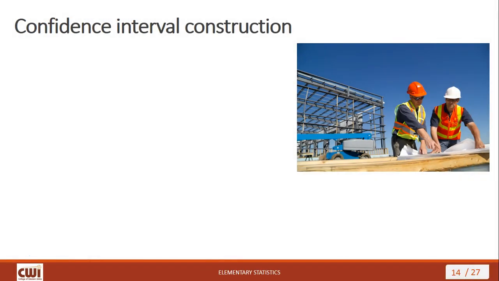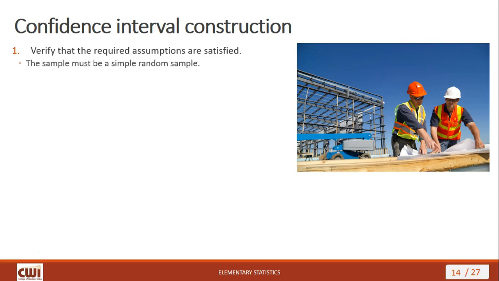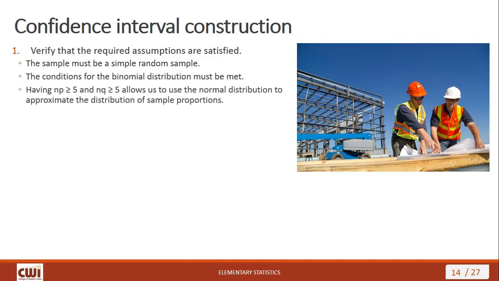Let's go over a process that we're going to go through repeatedly for constructing these confidence intervals. First, you want to verify that the required assumptions are satisfied. Remember that our method of construction of these confidence intervals depends upon certain assumptions being satisfied. So make sure they're satisfied first. The sample must be a simple random sample, and the conditions for the binomial distribution must be met. We also need to have at least 5 failures and at least 5 successes. This allows us to use the normal distribution to approximate the distribution of sample proportions.